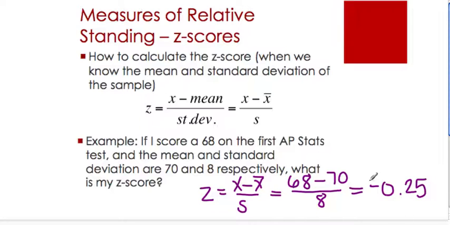0.25. The negative tells me that I'm below the mean, and that makes sense. I got a 68 and the mean was 70. And 0.25 means I'm 0.25 standard deviations away. So this z-score, this negative 0.25, means I am 0.25 standard deviations below the mean score.